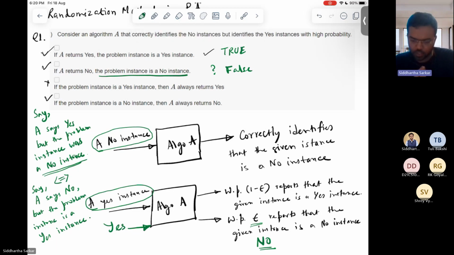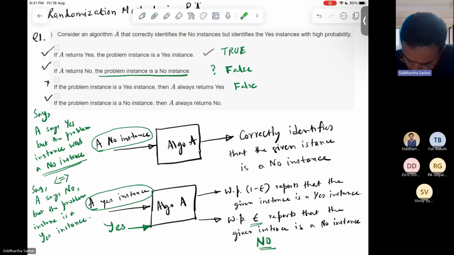So let's move to the next one if you are convinced. So the next one is saying that if the problem instance is a yes instance, then necessarily A returns that it's a yes instance. No, that is not necessary. This is not true. This is immediate from the rule that yes may give no. It's a very small probability, but still it is possible that it can give no. So this is not true.